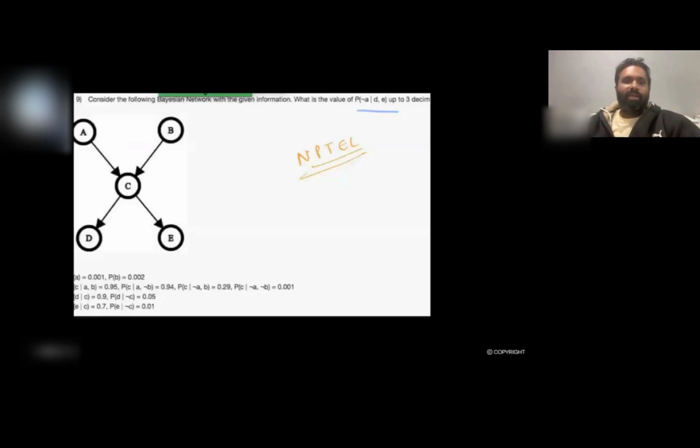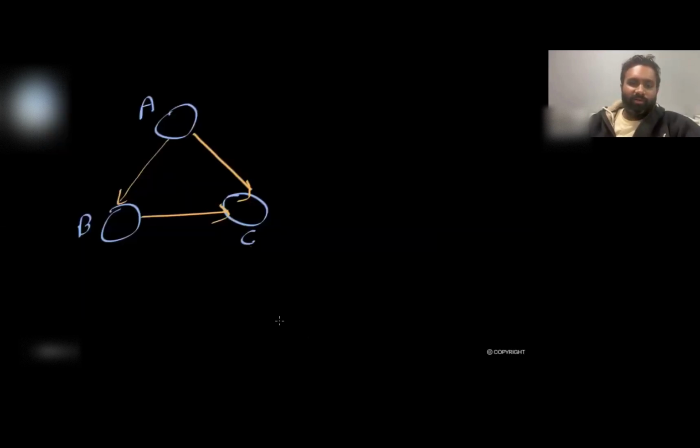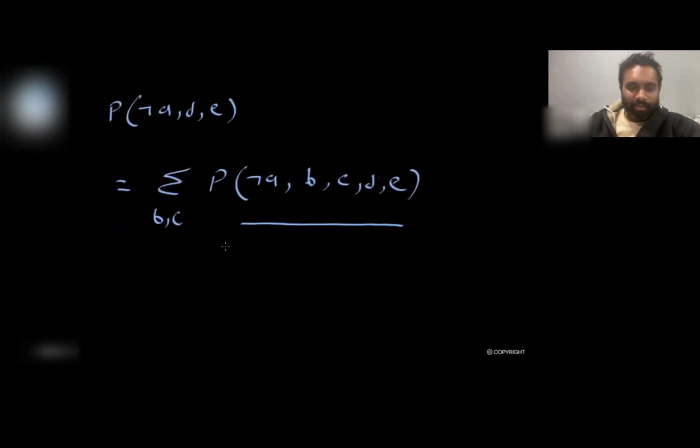So C has to be conditioned on A and B. D has to be conditioned on C. E has to be conditioned on C. That's how the Bayes net is progressing. A and B are hanging. So first of all, you will start with this particular thing. I'm only writing for this term. You can write the other terms by your method. I'm only writing for this term, how you can calculate it. First of all, D and E are hanging.